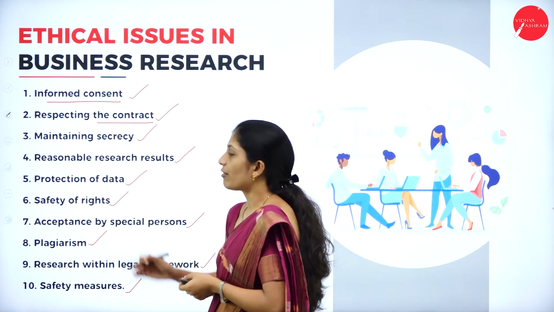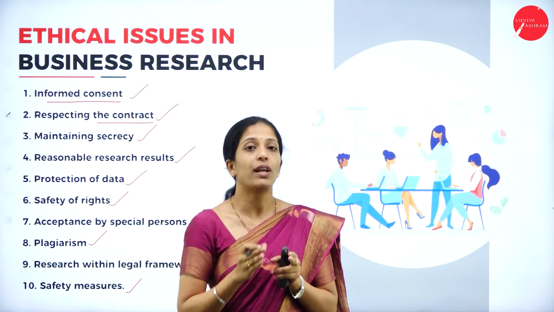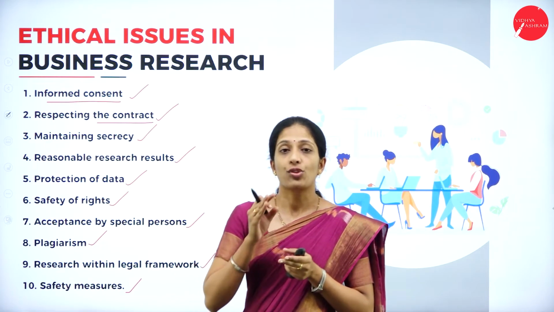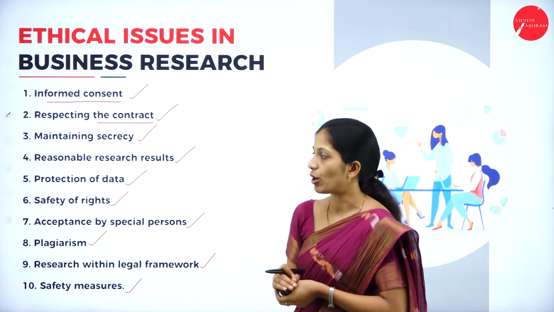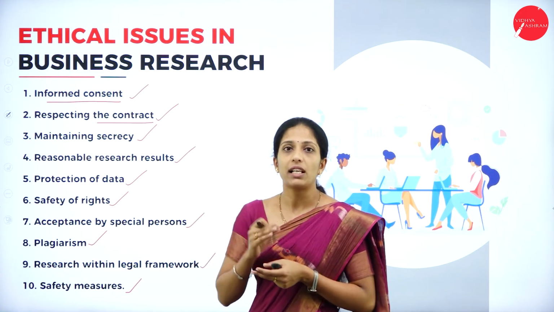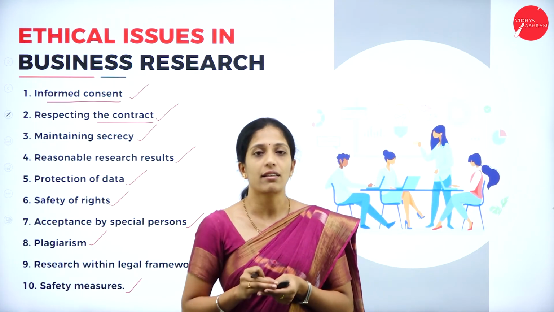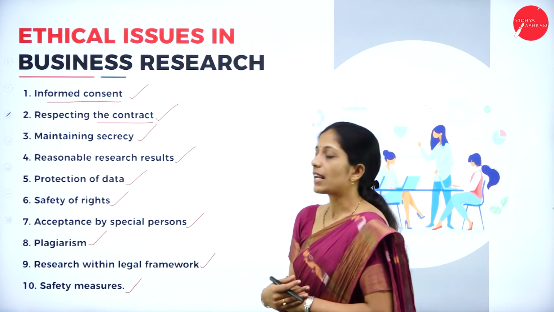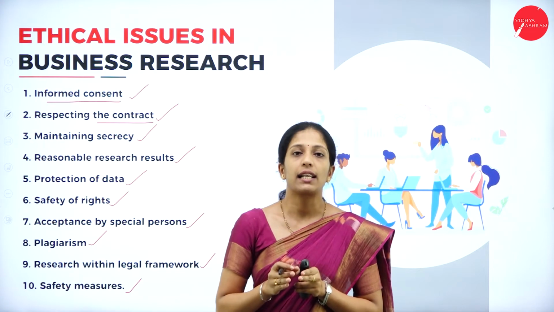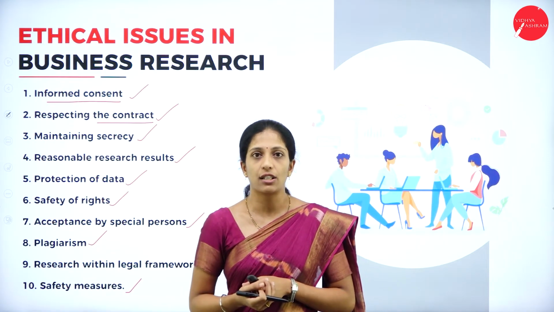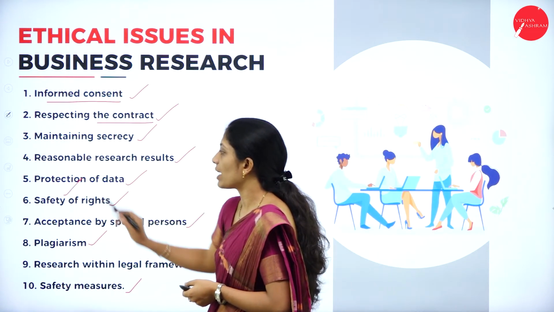Next one is protection of data. I have told you, there is a variety of respondents who provide information to the researcher. It is the duty of the researcher to protect the data given by the respondents. Suppose he wants to reveal it publicly, then he has to take permission from the respondents, and only then can he reveal the information. And the next one is safety of rights. Here, the researcher has to be very clear about the safety of each and every individual involved in the research work. That is, he has to take care of their safety.